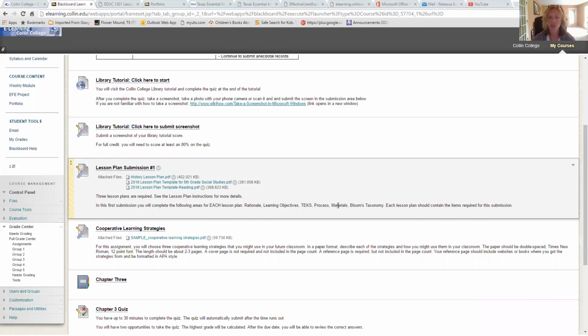Materials are very, very easy if you're just telling me what materials that you as a teacher and the student are going to use. The process is the actual step-by-step. What are you going to do as a teacher? That needs to be specific enough where if I came in as your substitute teacher, I would be able to follow that plan. So it does need to be pretty specific.